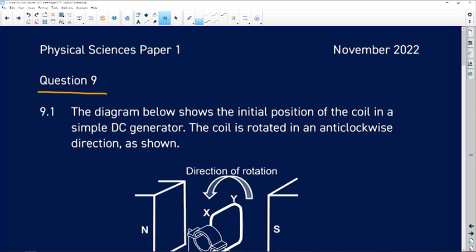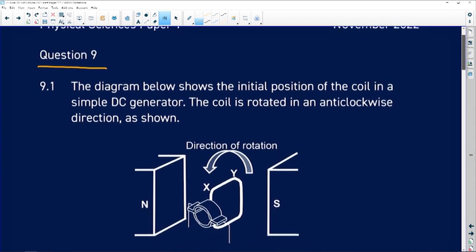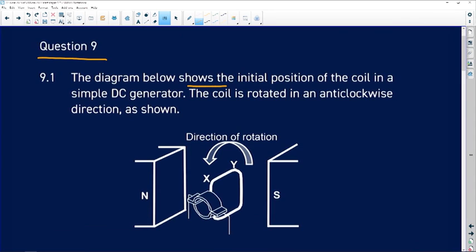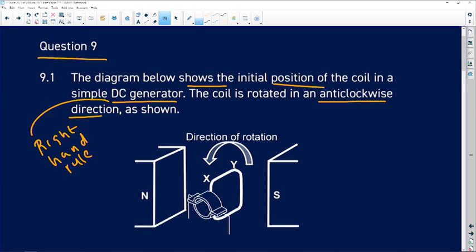We are given a diagram here. The diagram below shows the initial position of the coil in a simple DC generator. Once you see DC generator, you must know that we must use the right hand rule, because we are given a DC generator. The coil is rotated in an anti-clockwise direction, as shown below.